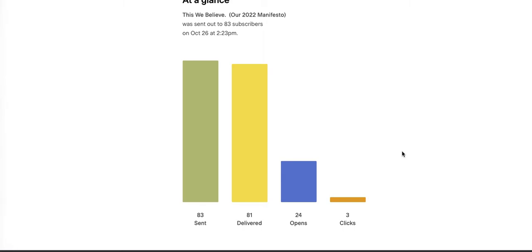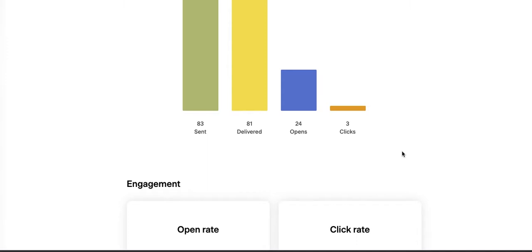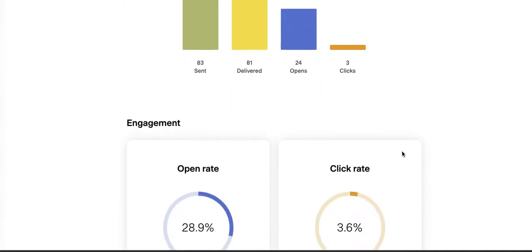Now, there really wasn't anything to click on. Therefore, the clicks are sort of extraneous to my attention at this point. I don't really care about the clicks because I wasn't asking them to do anything. One of the clicks, I believe, was an unsubscribe, which we'll look at below.